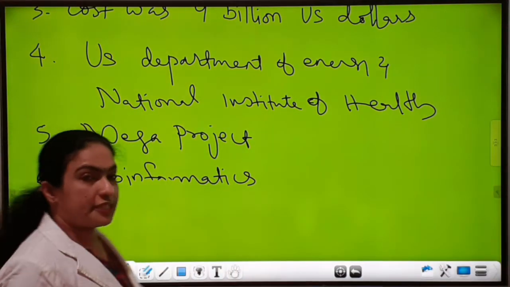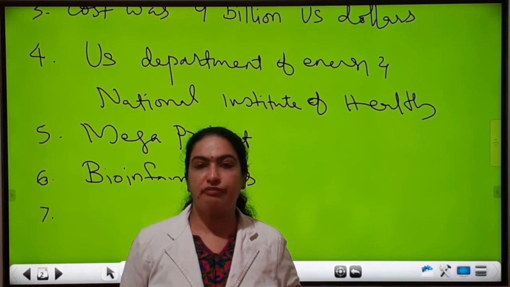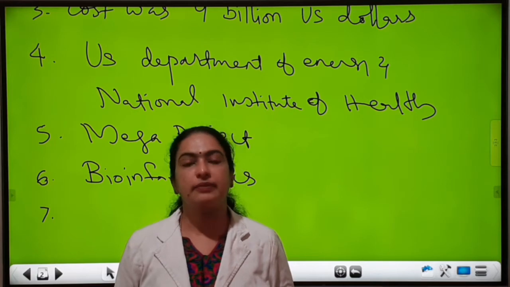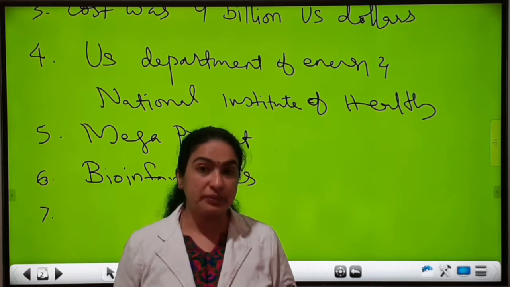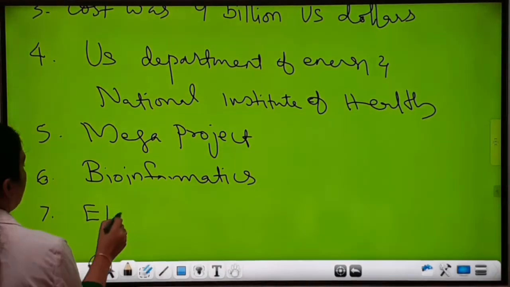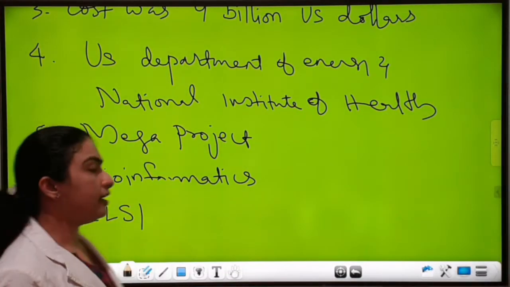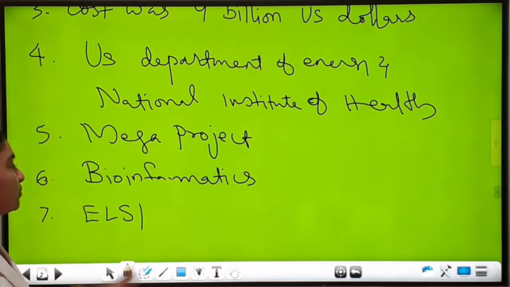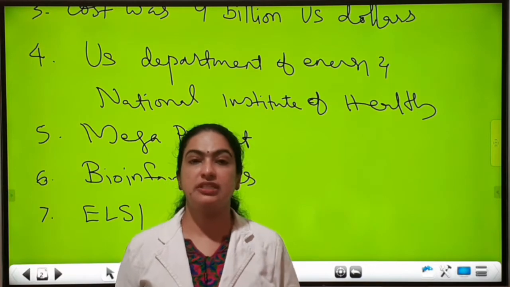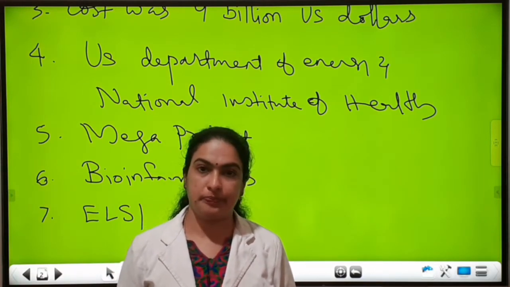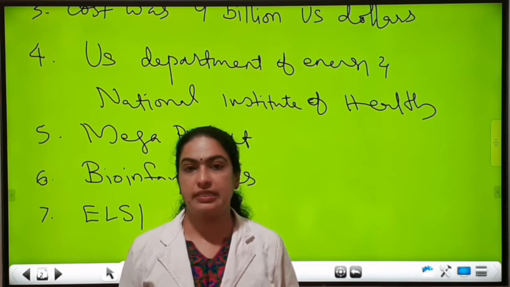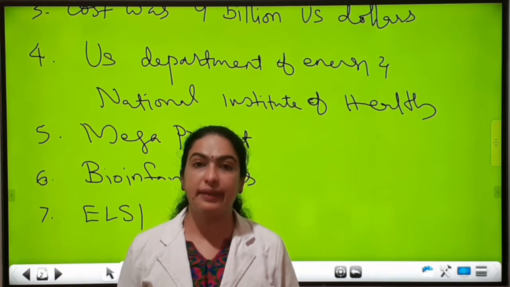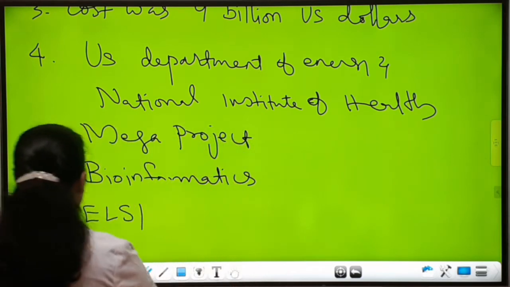And the next point: a committee was formed to deal with the problems arising from the project. That committee is called ELSI, which stands for ethical, legal and social issues. To deal with the ethical, legal and social issues that may arise from the project, a committee was formed. So these are the main points in relation to HGP. Next we can see what methodologies were used in HGP.